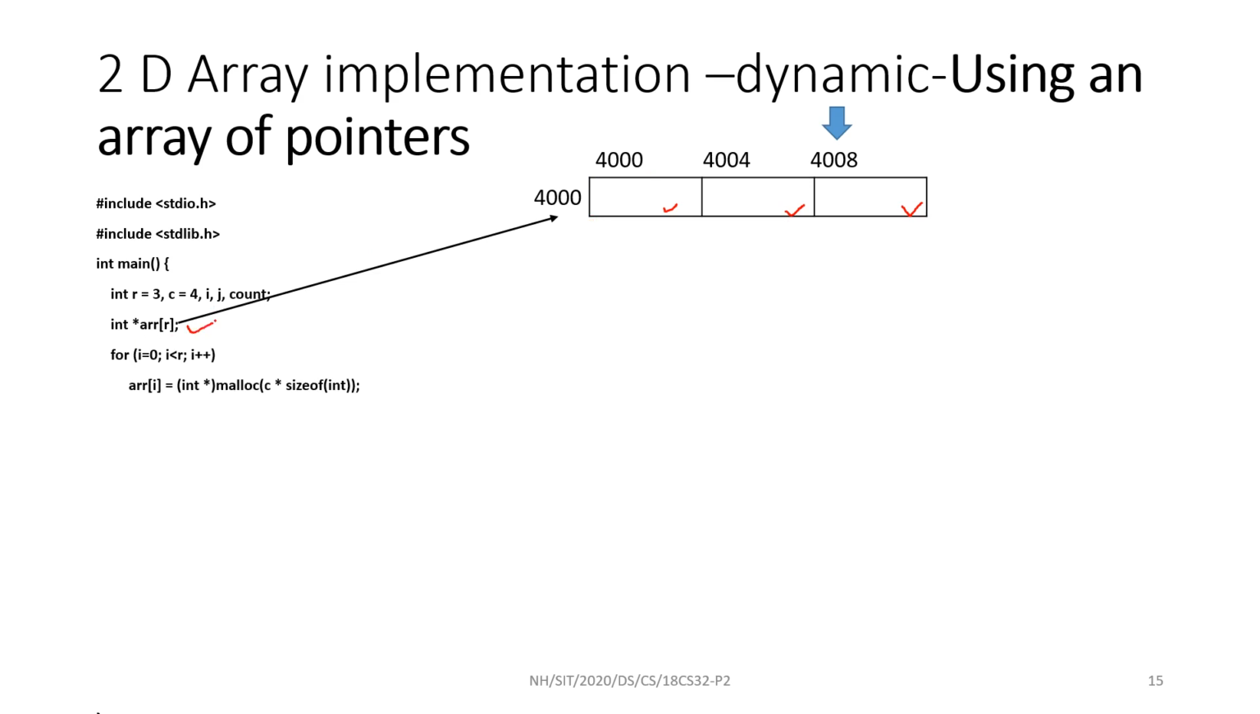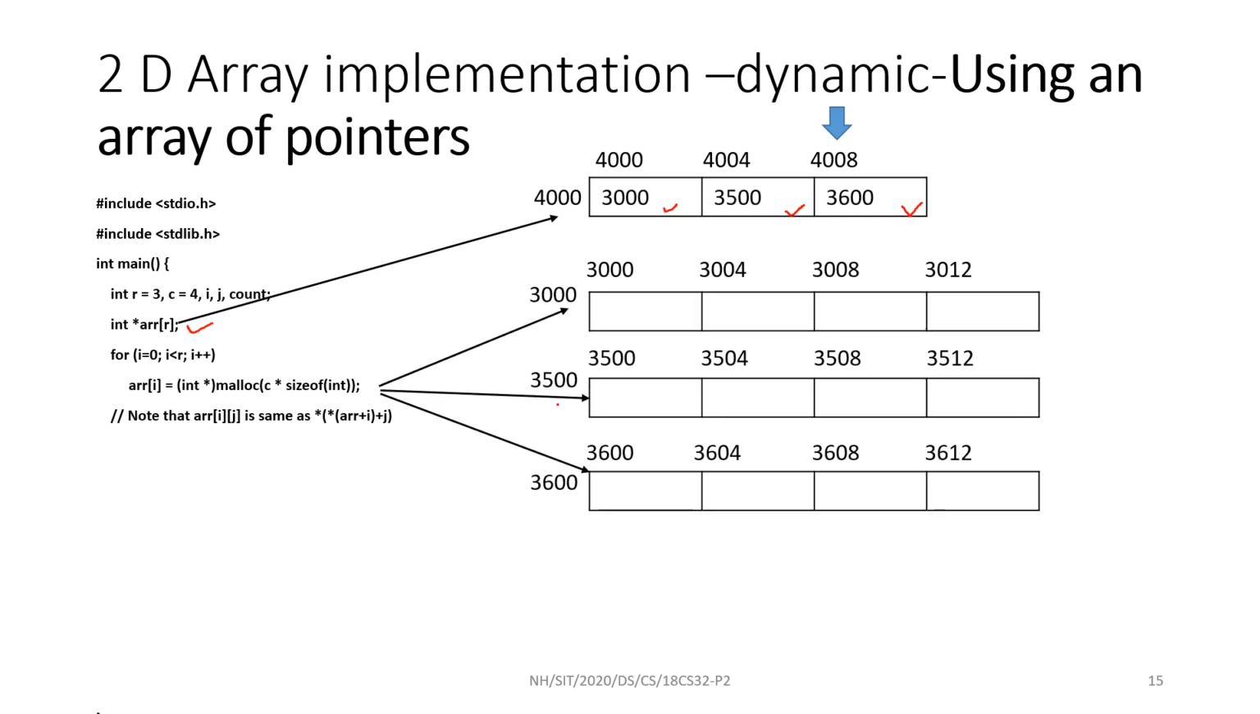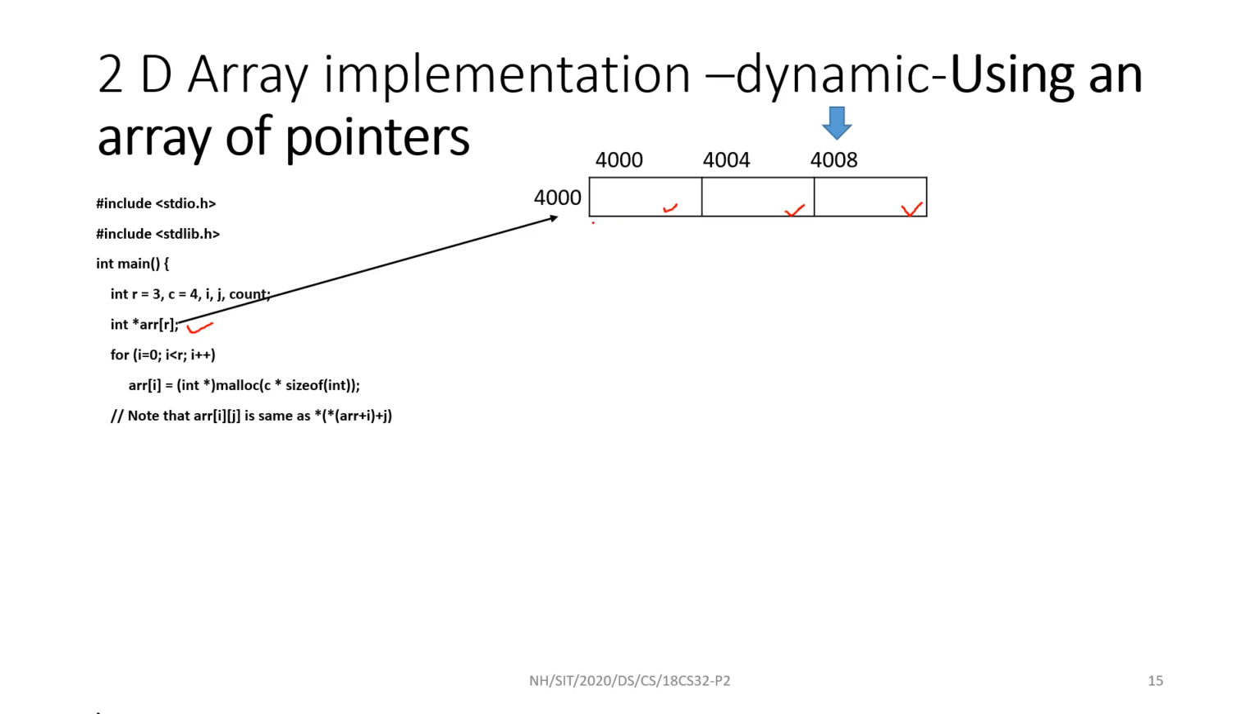Next, I will start allocating the memory locations for 3 rows. There are 3 rows in my matrix. After the allocation, these things will happen. In each of the rows there are 4 columns, C equal to 4. So accordingly, I will reserve the space. Right now I am in the first row, I equal to 0. ARR of 0. Earlier there was nothing there, just a garbage value.